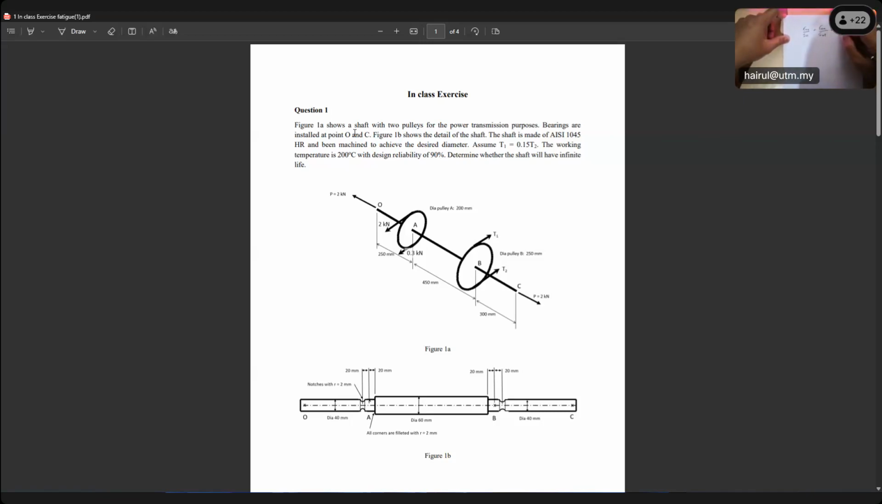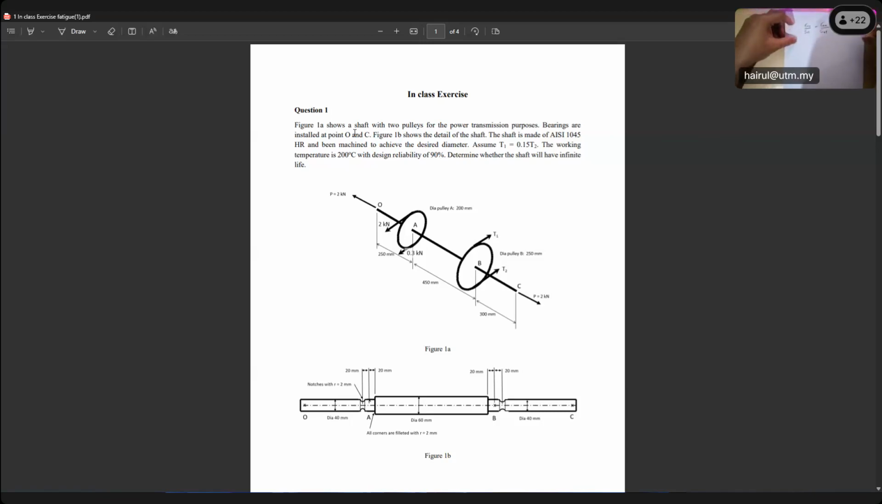Equal to 1 over N, the safety factor based on Goodman theory. So this is your safety factor. You need to find the safety factor. Greater than 1 means it is for infinite life, because what we did here is based on infinite life.